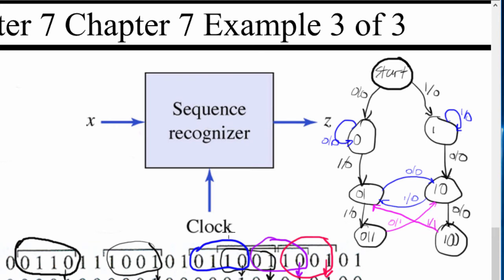Now, what happens if we get a 1 right here? Do we value a 1, 1, 1? No. Do we value a 1, 1? No. Do we value a 1? Yes, we value a 1 right up here. So we're going to go up here if we get a 1 and output a 0. Now if we get a 0 here, do we value a 0, 0, 0? No. Do we value a 0, 0? No. Do we value a 0? Yes, right there. So we can go up here if we have a 0.